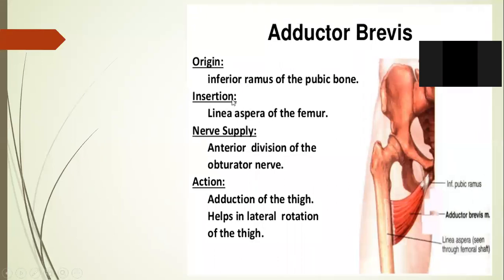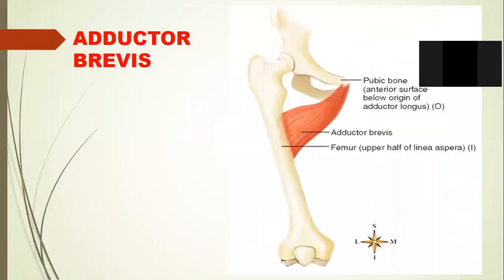Insertion is in the same area, the linea aspera on the shaft, mainly on its posterior aspect. Nerve supply is the same, the anterior division of the obturator nerve. Actions are also the same, and all actions occur at the hip joint, like adduction of the thigh, and it also assists in lateral rotation of the thigh. So the muscle is called adductor brevis.